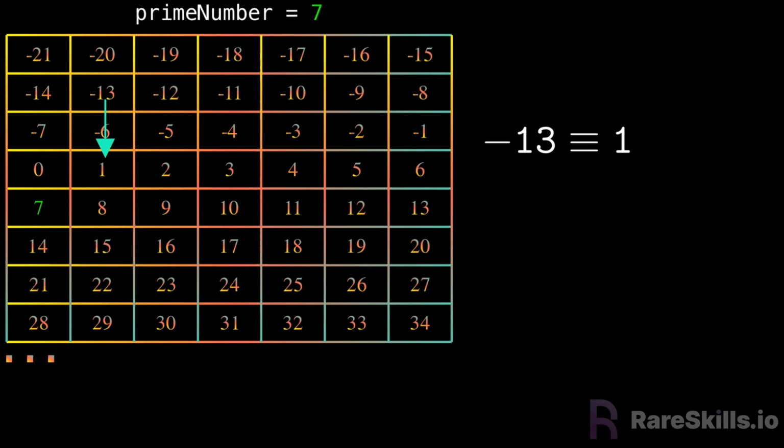-13 is congruent to 1, and +13 is congruent to 6. If we add 1 plus 6 modulo 7, we get 0. What about -11 plus 11? That's 3 plus 4, which also adds up to 0 modulo 7.